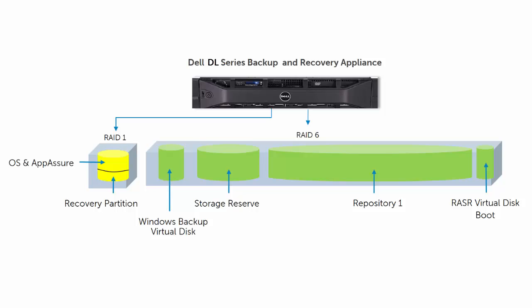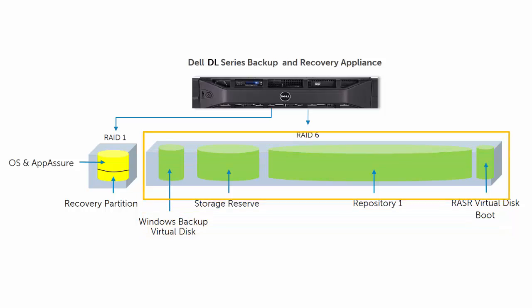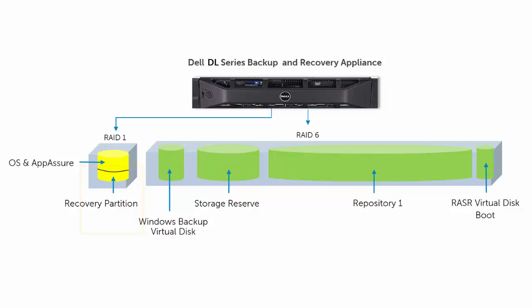To better understand the USB RASR factory reset process, it helps to understand the DL appliance storage volume configurations. The DL 4300 storage configuration is made up of two sets of RAID groups. One RAID group supports the repository data along with some other volumes. The second RAID group supports the appliance operating system and recovery partitions.